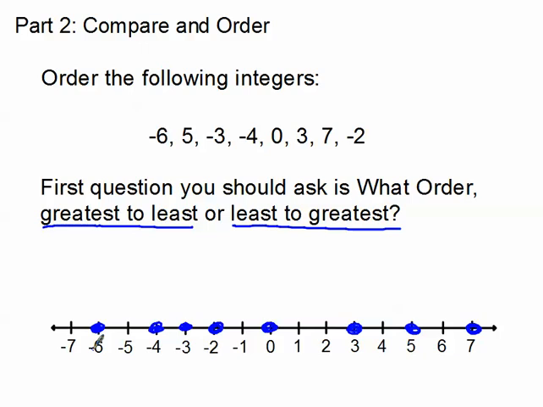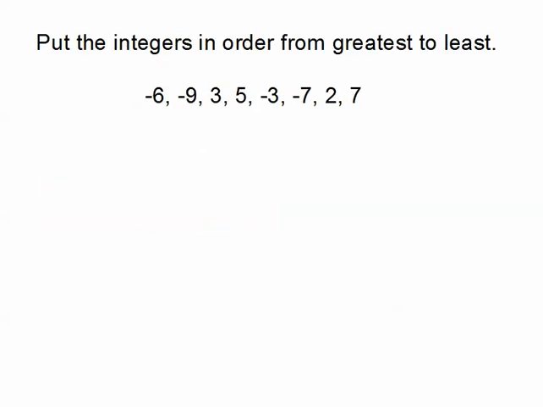Simple as that. So if I were to ask you to put this set of numbers together, put them in order from greatest to least, we would think about them in terms of a number line, and then we would write them according to that. And in this case, if they were on a number line, we would write them from right to left. So take just a moment to do that.